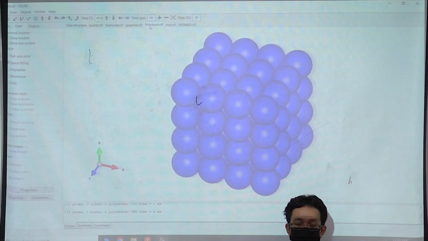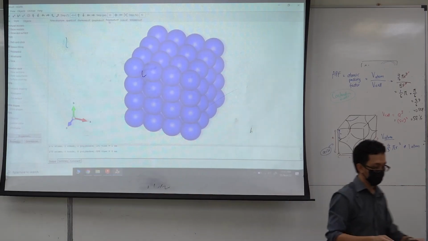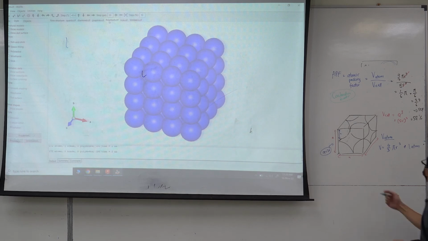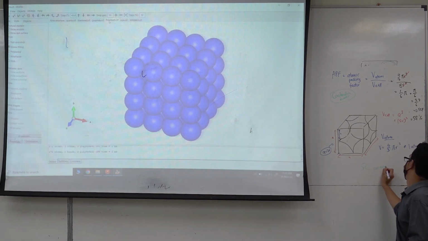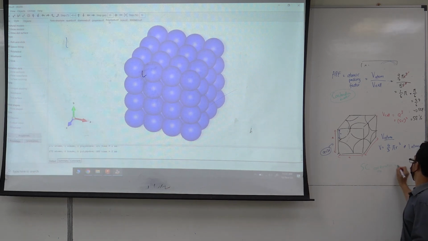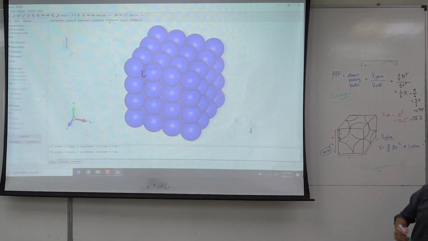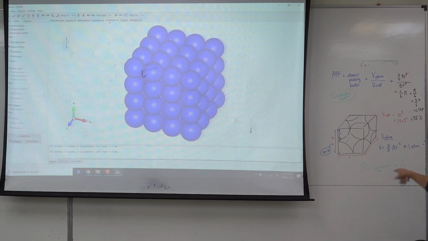So that is the coordination number. How many atoms they touch. So the coordination number for the SC, simple cubic, is 6. So that is how many atoms touch each other.